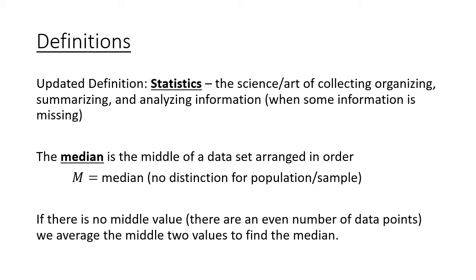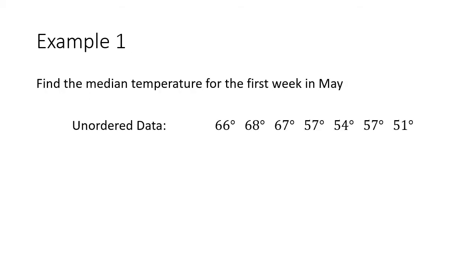All right, next set of definitions, we're talking about the median. So the median is the middle of a set of data arranged in order. So basically the median is just arrange your data in order and then find out what's that middle point. Now, for the median, we use capital M, and there's no distinction whether it's a population or a sample, which means there's no distinction between whether we're talking about a statistic or a parameter here. M is just M. Now, if there is no middle value, if there's an even number of data points, well, then we just average the two middle values to find the median. And we'll see examples in these two videos on chapter 3 of both ways.